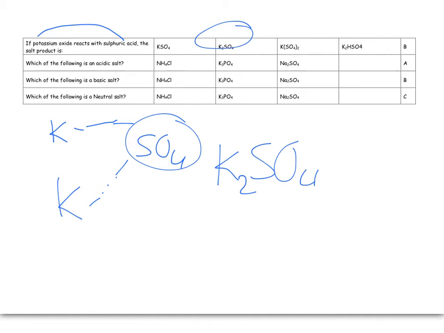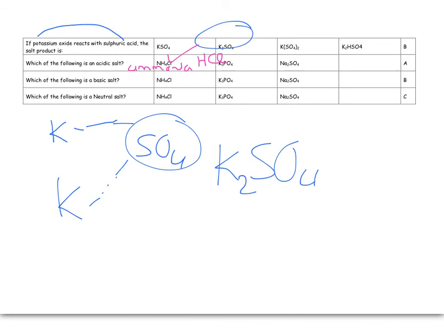Which of the following is an acidic salt? Right, now, this is the hydrolysis process, and you need to think it out. This comes from ammonia and hydrochloric acid. That means it's a strong acid and a weak base. That looks like a good option.